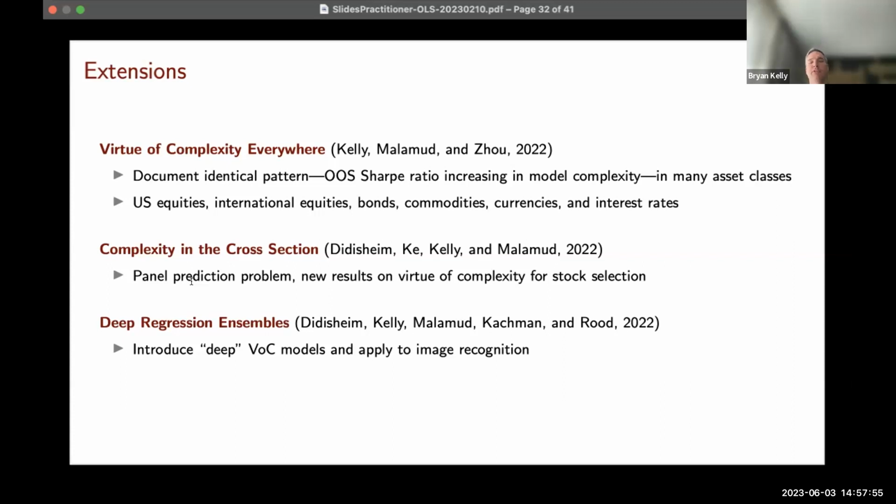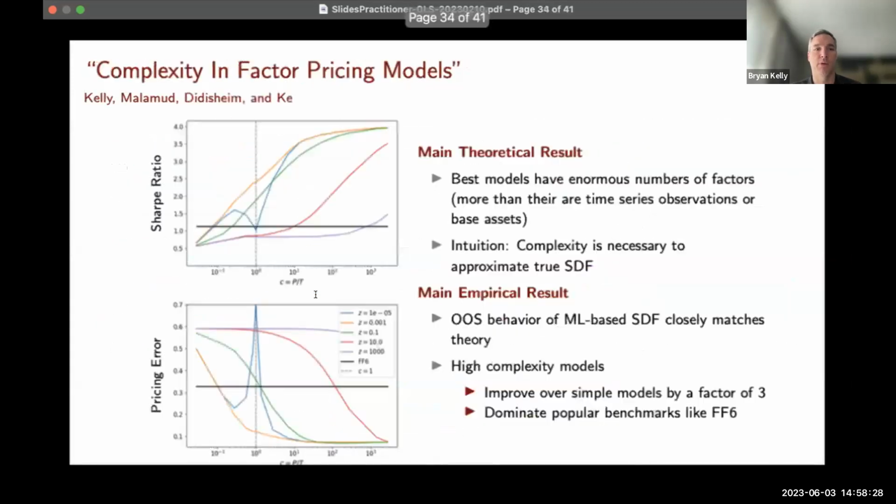So it's a different theoretical can of worms, but what you find is the same qualitative result, which is the best factor pricing model you can build actually has the largest number of factors that you can put into your model. The factor model that increases the number of factors will lead to a reduction in the pricing errors from that model on an out-of-sample basis. And then we have some other extensions as well, but in the interest of time, I'm gonna jump ahead to the conclusion.